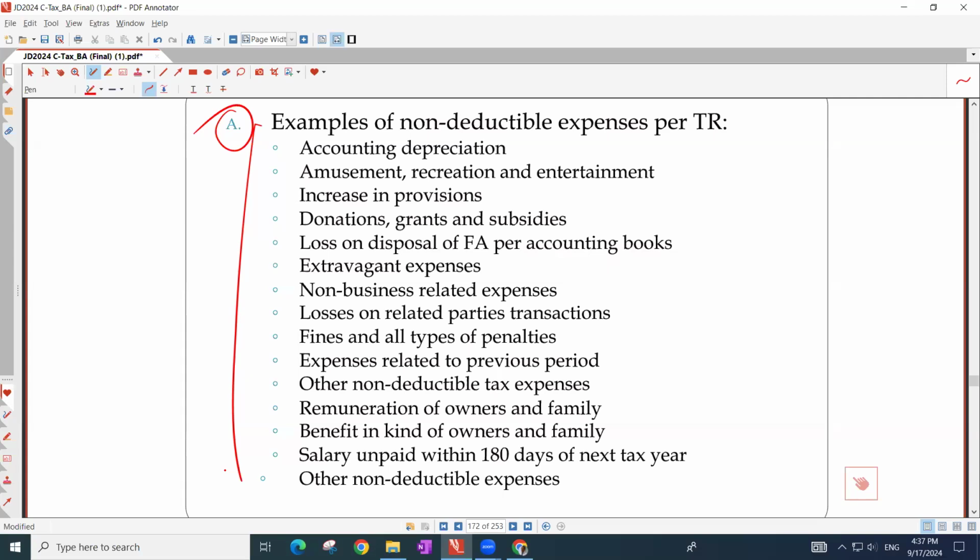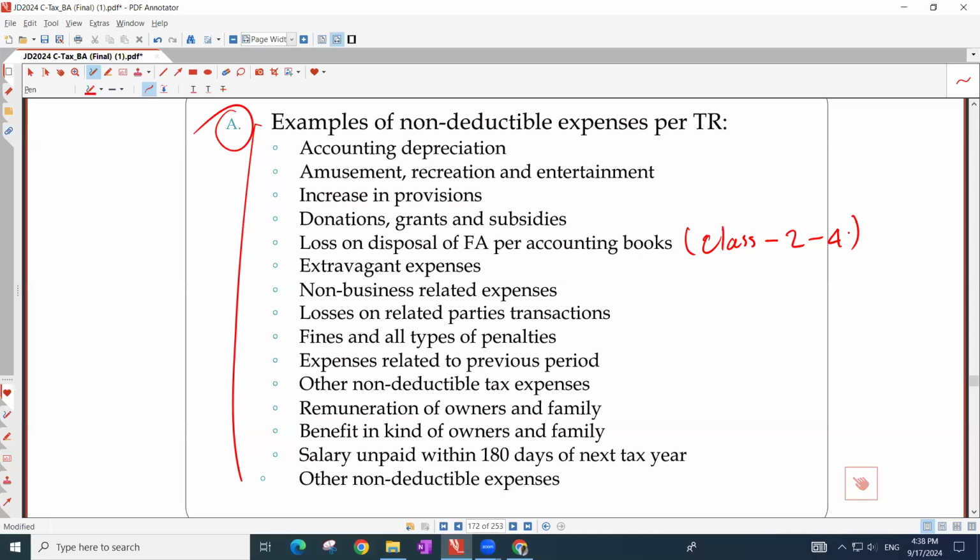We are also required to add back loss on disposal of assets per the accounting books. That applies to asset class 2 to 4. If it is asset class 1 or any asset that uses straight-line depreciation, when you dispose of it, you can calculate capital gain or loss. If you gain, you pay tax. If you lose, you can claim a deduction. But if you dispose of asset class 2 to 4, meaning 2, 3, 4, you cannot calculate capital gains from a tax perspective.